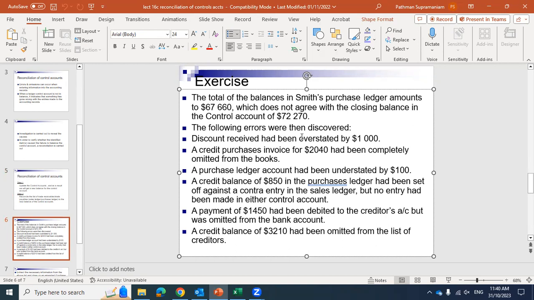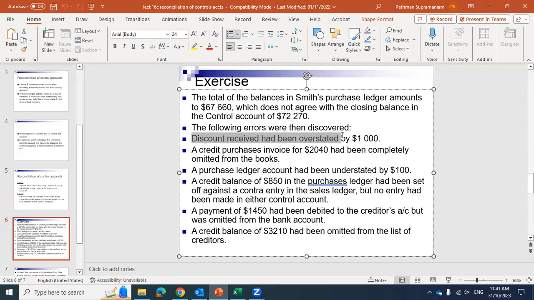Some of these errors would affect only control, some would affect only the purchase ledger, and some would affect both. Anything affecting the control only, I will record as C. Anything affecting the purchase ledger balance, I will record as R, because we would have to do a reconciliation for that. Anything affecting both, I'm going to label as C, R, or C stroke R if you like. So let's start with the first one.